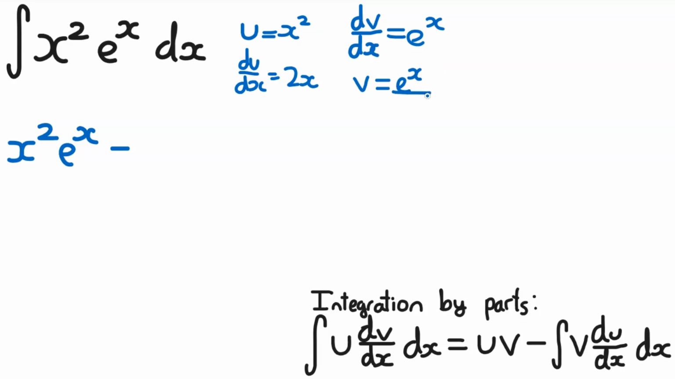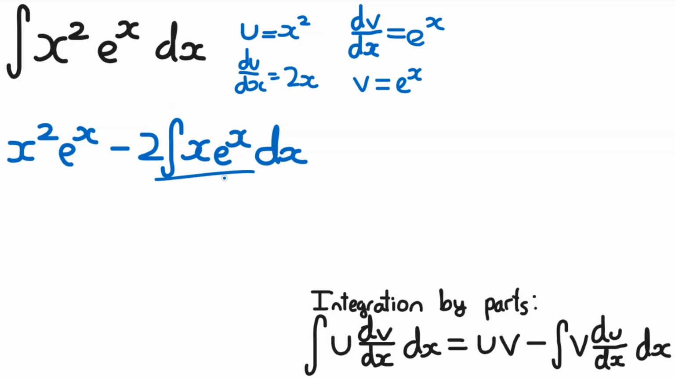So v is equal to e to the power of x and du over dx is equal to 2x, so this is going to be minus the integral of 2x e to the power of x. I've taken this 2 out of the integral like this here, so we have the integral of x e to the power of x like this here. So we've done the integration by parts here, but you can see actually that this x e to the power of x, we cannot actually directly integrate this yet.